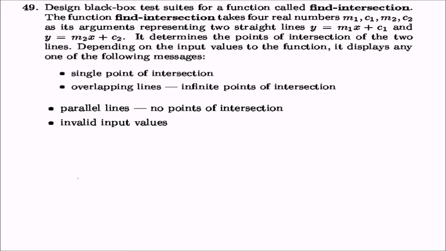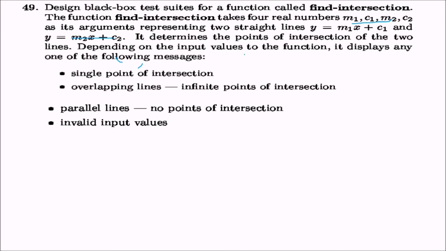49 is design black box test case for a function called find intersection. This find intersection takes four numbers m1, c1, m2, c2 as its arguments representing two straight lines, y equal to m1 x plus c1, y equal to m2 x plus c2. It determines the point of intersection of the two lines.